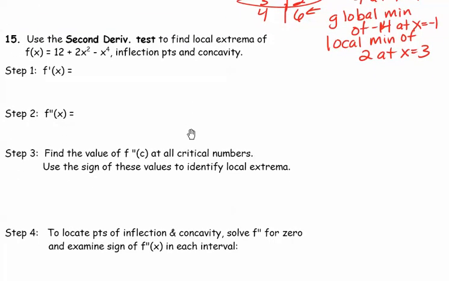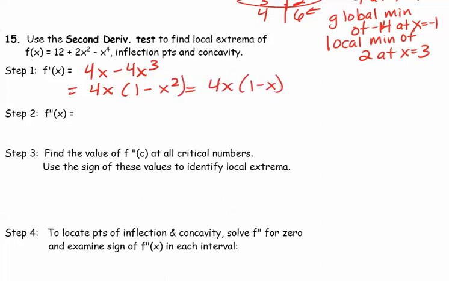All right, let's practice the second derivative test. So our first derivative of this function would be 4x minus 4x cubed, and we could factor that. 4x times 1 minus x squared, so we can factor again. And we'll have 3 critical numbers. And if I list them in order, -1, 0, +1.